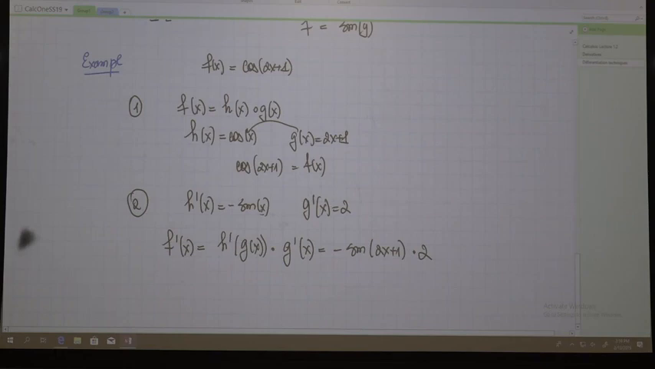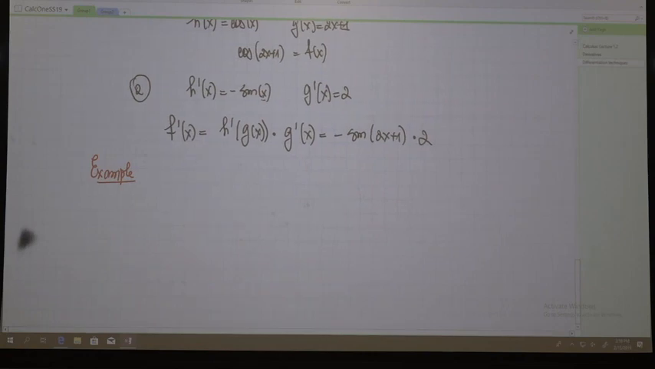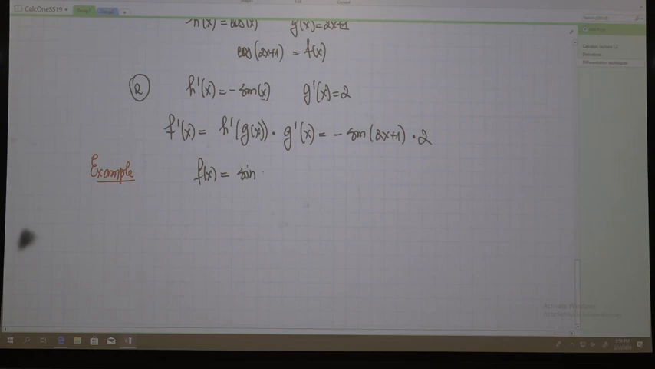This is a general strategy for how to solve such problems. Let's do one more example. If you have any questions, you need to ask. Let's say f of x now is equal to the sine of the square root of 1 minus x. What is the derivative of f of x?